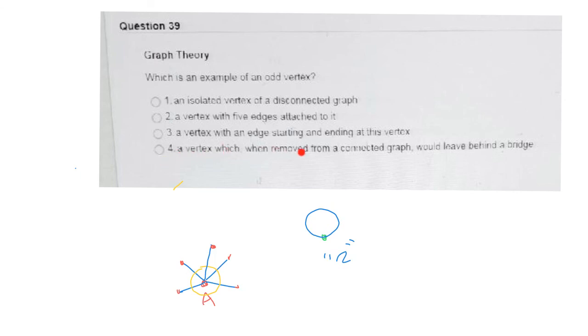A vertex which, when removed from a connected graph, would leave a bridge. That is not part of the criteria of an odd vertex, right? I mean, if we removed A, it's not like we would create a bridge, okay? So anyway, therefore the answer is, I marked it over here, but we're going to do it again. This is the answer.